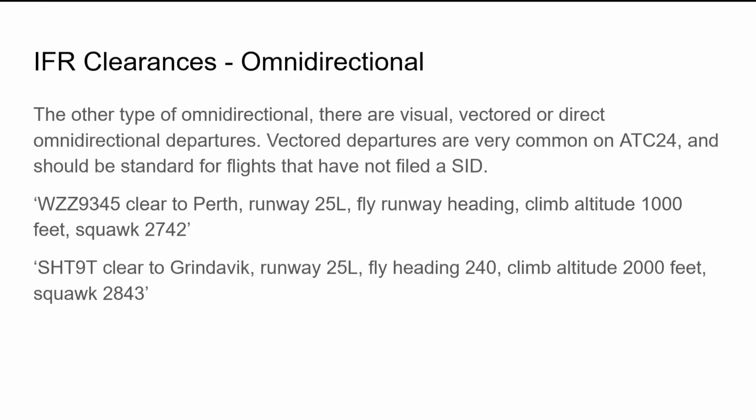Now the other type is an omnidirectional departure, of which there are three types: visual, vector, direct. Vectored is what we give by standard on ATC24, and it is always given for flights without a SID that are IFR. For example, Wizz Air 9345, cleared Perth, runway 25 left, fly runway heading, climb altitude 1000 feet, squawk 2742. Or if we're going to Grindavik, Shuttle 9 Tango, clear to Grindavik, runway 25 left, fly heading 240, climb altitude 2000 feet, squawk 2843. No, that's wrong.